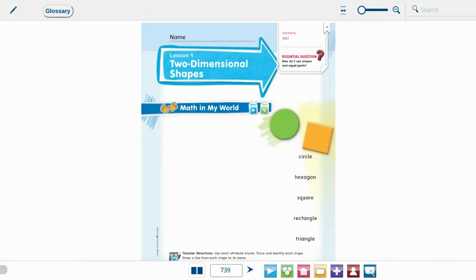Hey there, second grade. This is going to be our first lesson in chapter 12. So we are on page 739. So go ahead and turn there with me as we get started on our geometry lesson for today. Now we are going to be talking about two-dimensional shapes as we are working on chapter 12, lesson 1 today. So go ahead and turn with me to the next page.